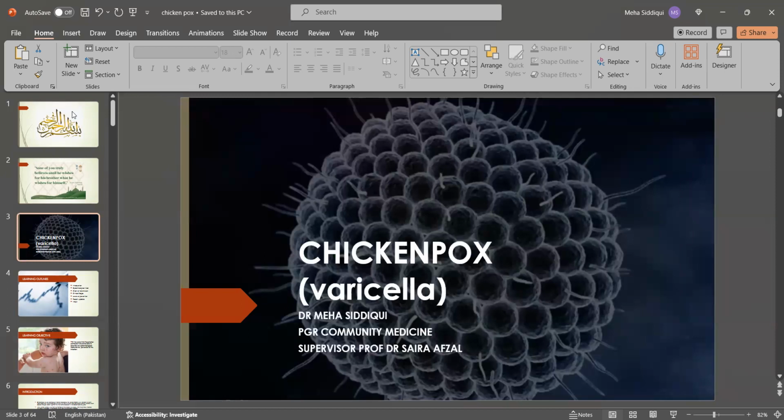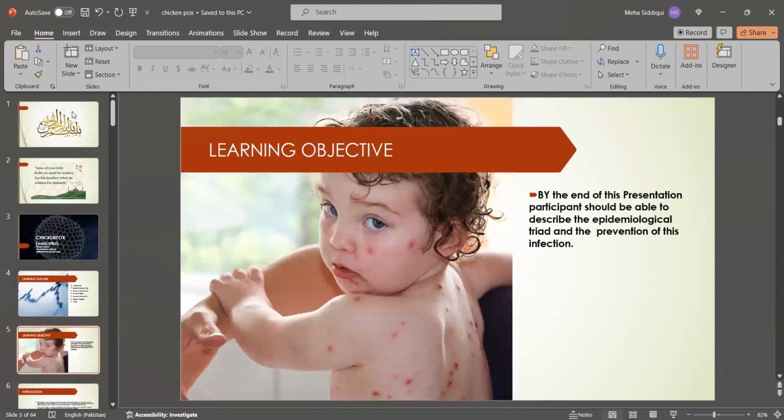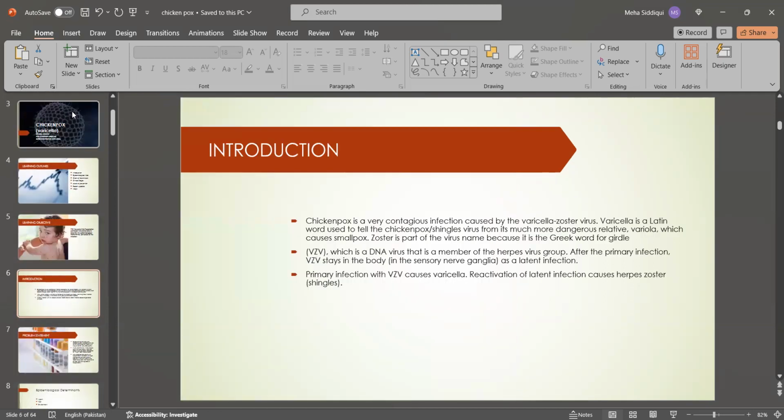Today, the topic of my presentation is chickenpox, and I'm going to present it under the supervision of my professor, Dr. Sarabsal. Learning outlines: introduction, epidemiological triad, chain of transmission, clinical stages, levels of prevention, recent updates, and MCQs in the end. Learning objectives: by the end of this presentation, participants would be able to describe the epidemiological triad and prevention of this infection.